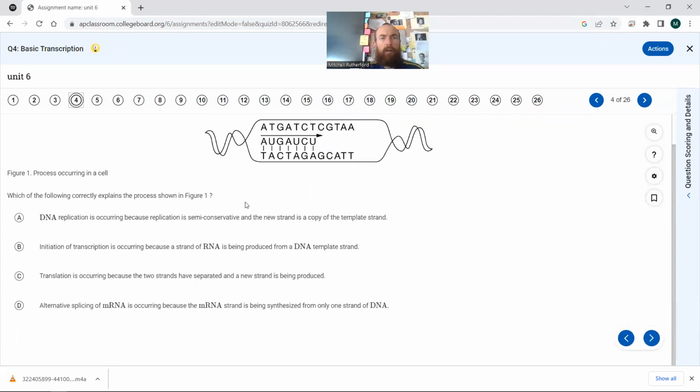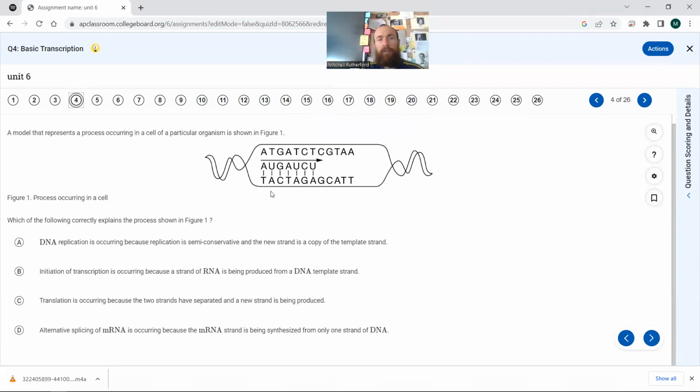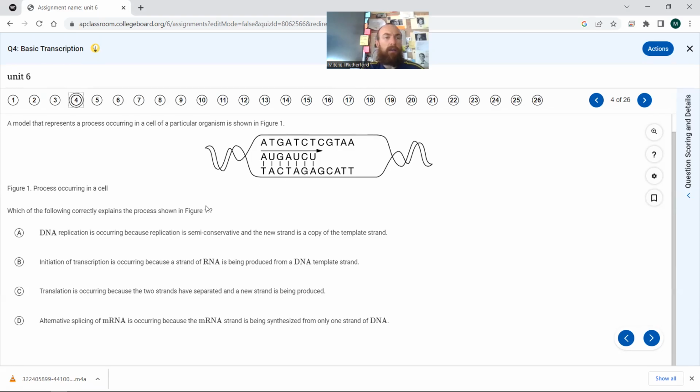For here, they're just trying to test your knowledge that, okay, it's a double helix, it's DNA. We have AUG, so we have some U's in there. So this is transcription by RNA polymerase, making that mRNA from DNA here.